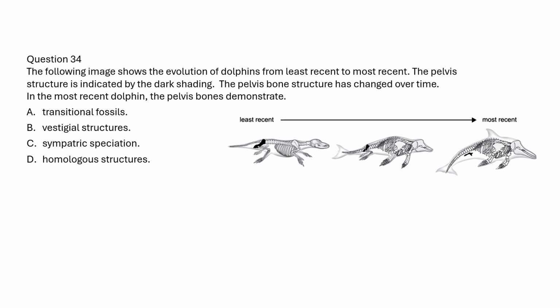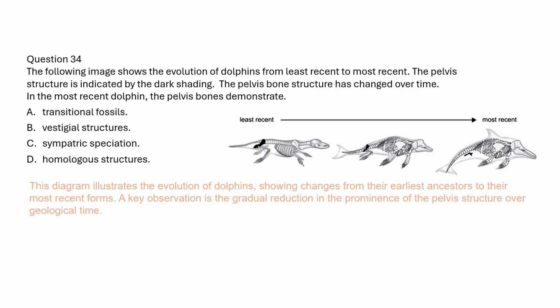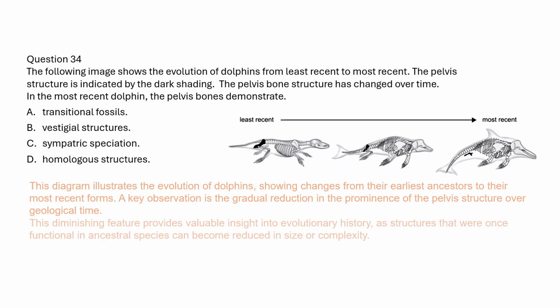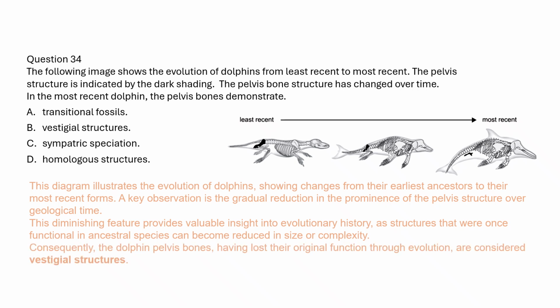This diagram illustrates the evolution of dolphins, showing changes from their earliest ancestors to their most recent forms. A key observation is the gradual reduction in the prominence of the pelvis structure over geological time. This diminishing feature provides valuable insight into evolutionary history, as structures that were once functional in ancestral species can become reduced in size or complexity. Consequently, the dolphin pelvis bones, having lost their original function through evolution, are considered vestigial structures.